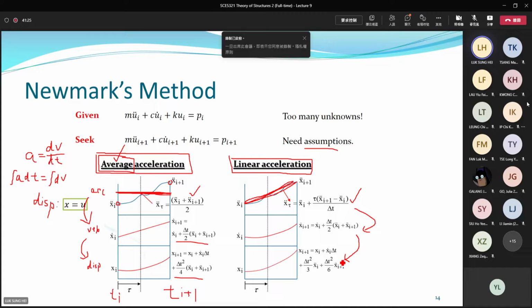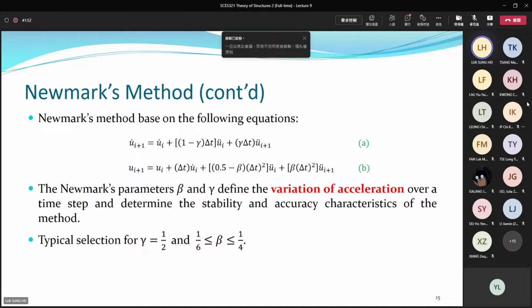So based on different assumptions on acceleration, you can find the corresponding equations for velocity and displacement. Same idea. There are many approximations for the acceleration, not only two. I just give you two commonly used assumptions. And then Newmark proposed two equations, which we normally call the Newmark equations. One is for velocity, the other is for displacement. These two Newmark equations express the velocity at i plus 1 and the displacement at i plus 1 using the previous velocity, the previous acceleration, and the current acceleration.